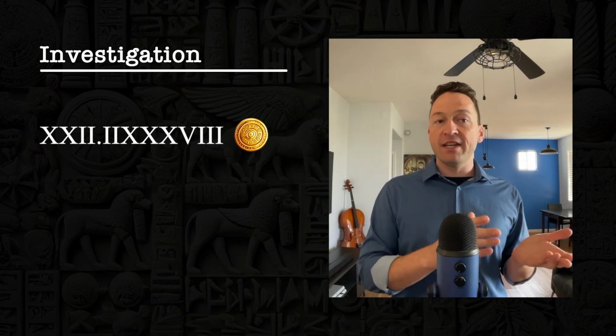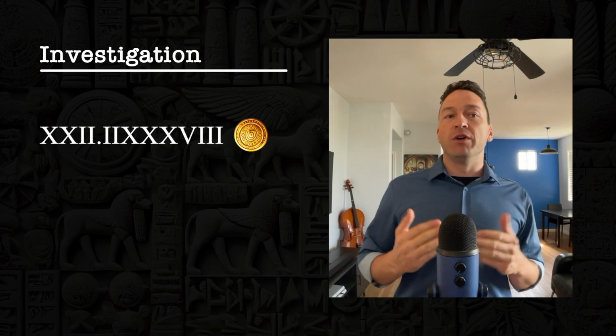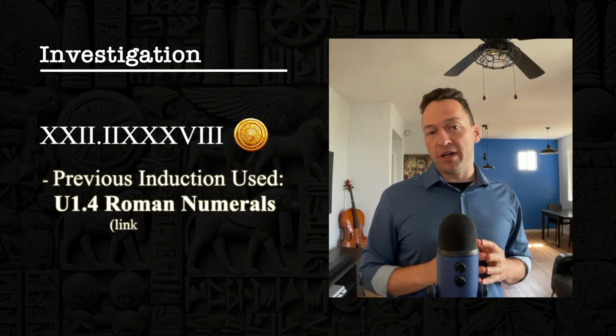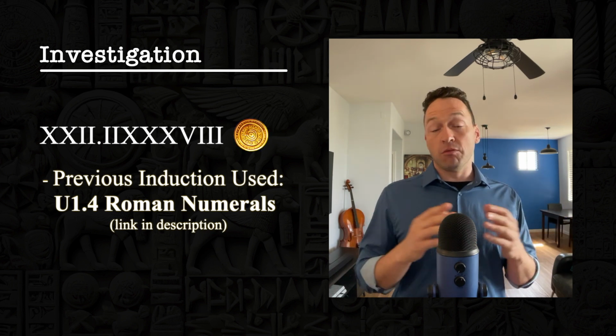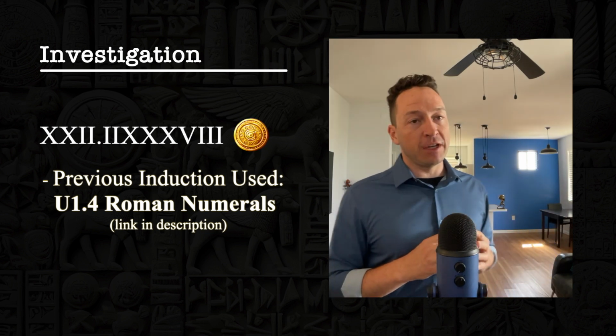Remember, each 1 is in one-to-one correspondence with 1 coin. Each V is in one-to-one correspondence with 5 coins. Each X is in one-to-one correspondence with 10 coins. And so we are making reference to the basics of Roman numerals, which you can see the proof of in the cited video in the description.